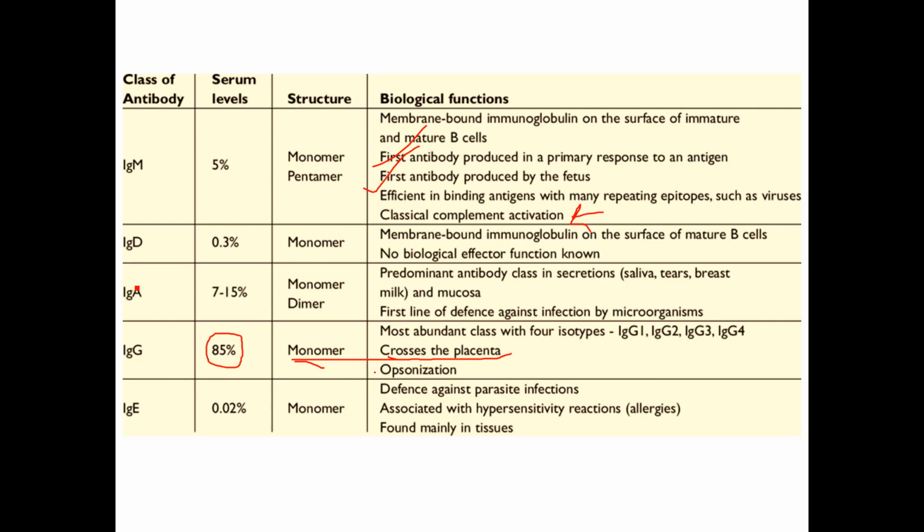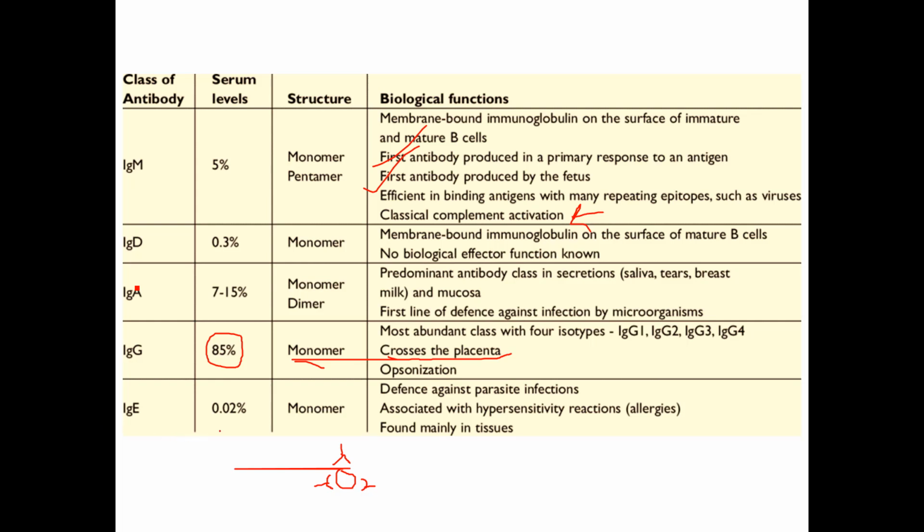And it also helps in opsonization. What is opsonization? Opsonization is basically coating the foreign particle with antibodies all over, like the foreign particle is fully covered with the antibodies, and this helps the phagocytic cells to recognize the foreign particle, which in turn can phagocytize these opsonized foreign particles.